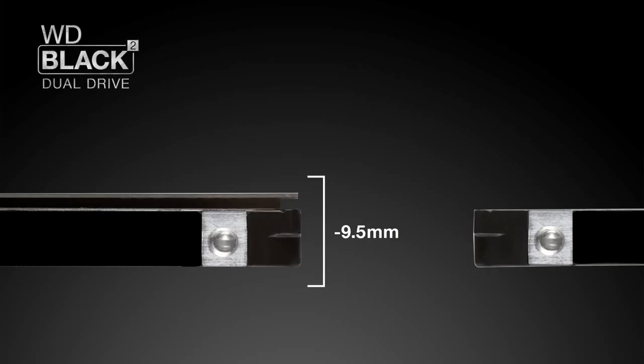Welcome. Today I'm going to show you how to replace your current PC hard drive with your WD Black2 dual drive. Before we get started, please be aware of two things. One, the WD Black2 dual drive requires that your PC be 9.5mm hard drive compliant or your new drive will not fit. And two, this video is for those of you looking to clone your existing drive. A clean OS install is covered in a separate video.